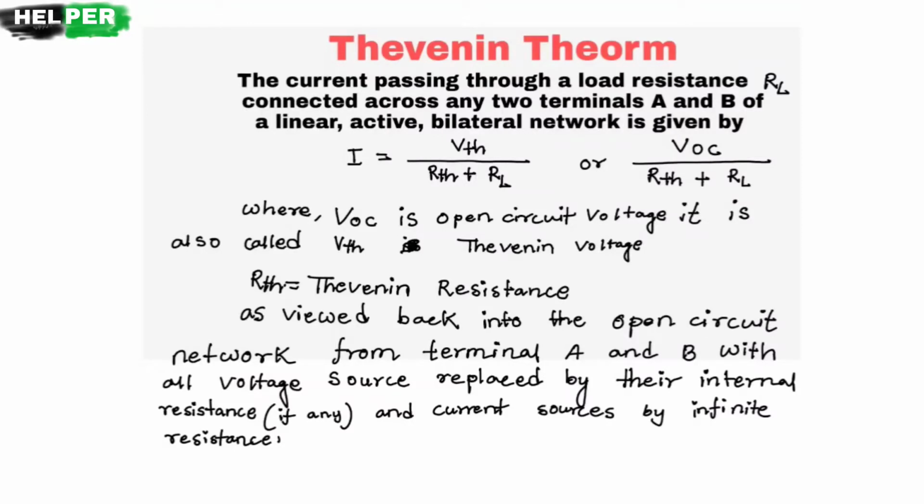So the Thevenin Theorem states that the current passing through a load resistance, suppose the load resistance is RL, connected across two terminals, that is A and B, of a linear active bilateral network system, would be VTH by RTH plus RL. Here VTH means the Thevenin voltage, or you can say it as open circuit voltage VOC, and RTH means Thevenin resistance and RL means the load resistance across which the current has to be measured.